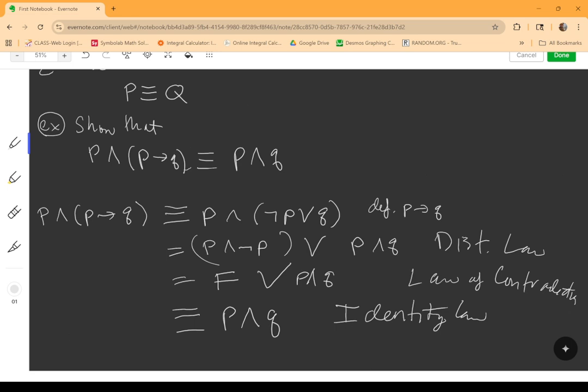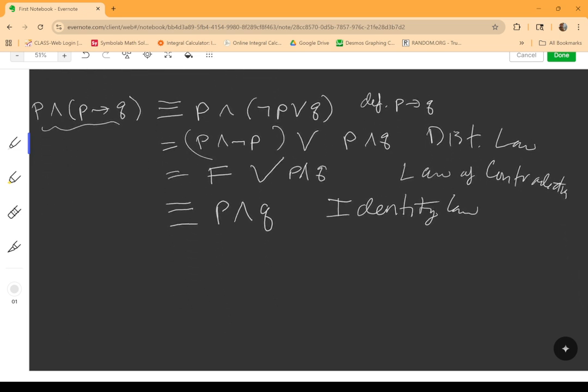So the final result, P and Q, is much simpler, and we know it's equivalent because of all of the work that we've done here. So it's much easier to verify instead of verifying this with a complicated truth table. We can just simply look at a much simpler version, P and Q. So that's the advantage of these laws: you can use them to simplify expressions to have something hopefully much simpler.